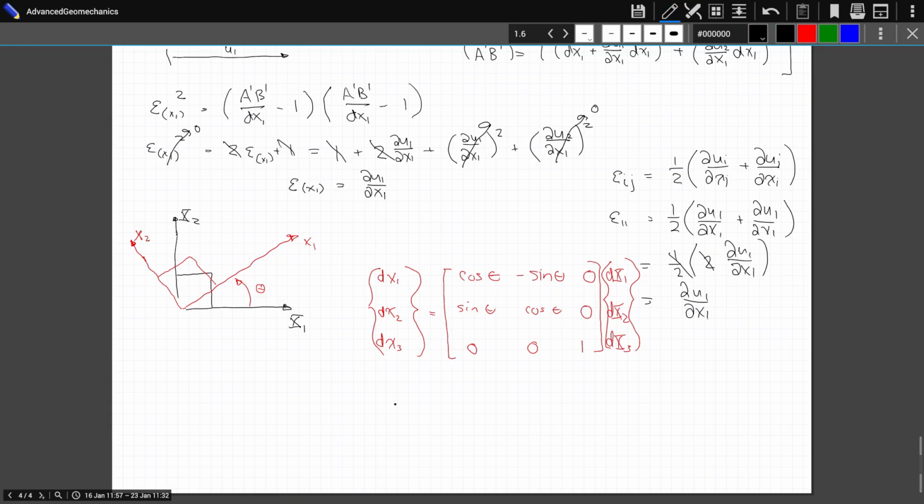I don't know why I'm writing in red. I'm going to change back to black here. Try to use red to highlight things, right?